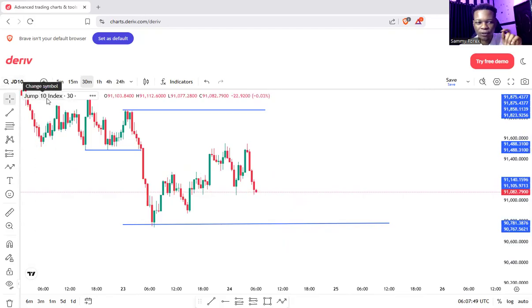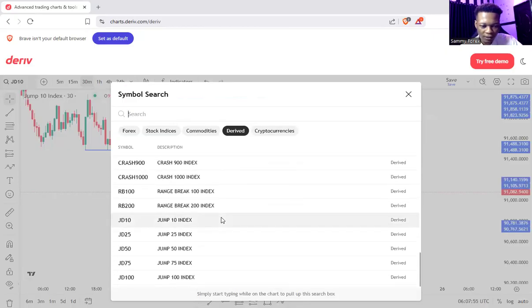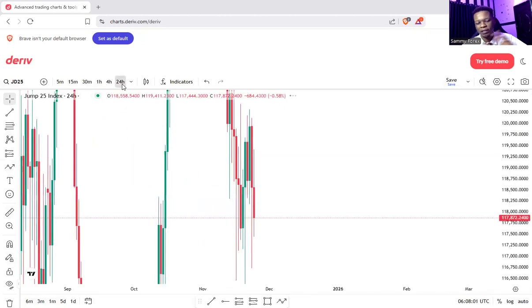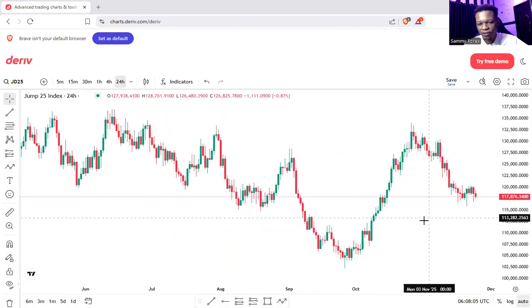Sorry, jump index 10. Then let's drop lower to the next one, which is jump index 25. Let's look at 25, what the 25 is doing and the direction of 25. Let's go down to the external structures, which is at 24 hours time frame. Let's look at the direction.